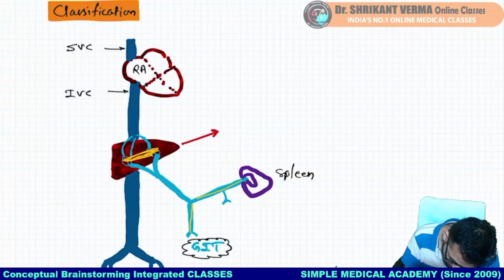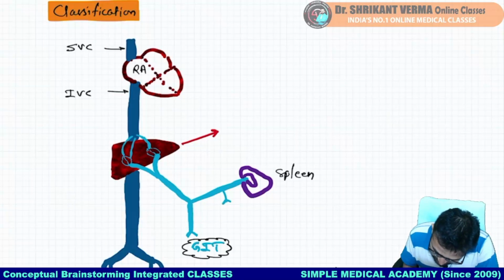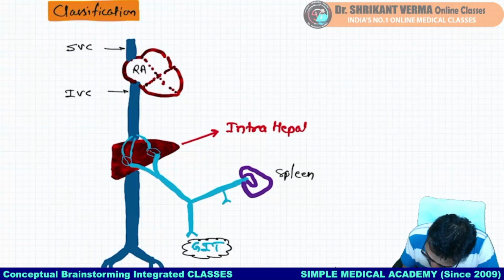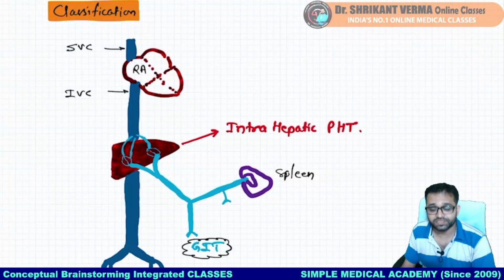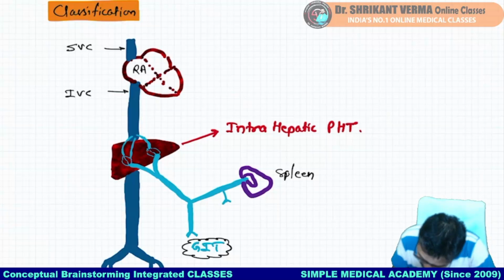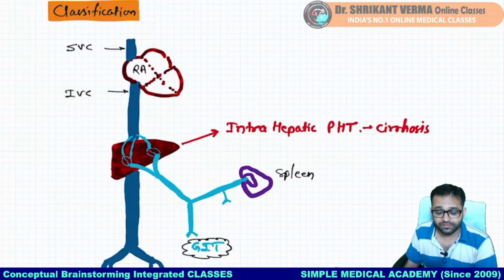So what I want to tell you is about the kind of portal hypertension known as intrahepatic portal hypertension. Yes, many causes are there. One cause I would like to tell you is cirrhosis. Cirrhosis is inside the liver, getting the point?